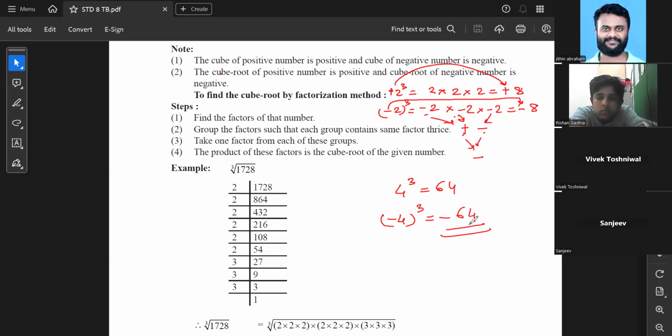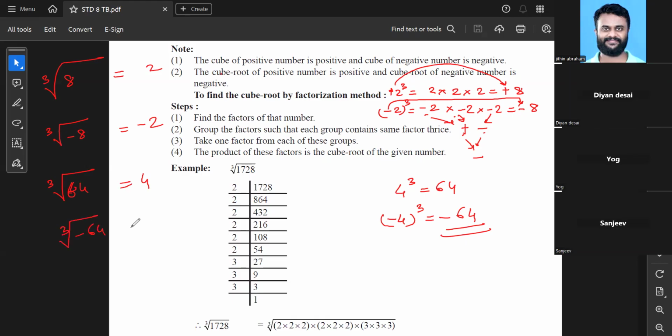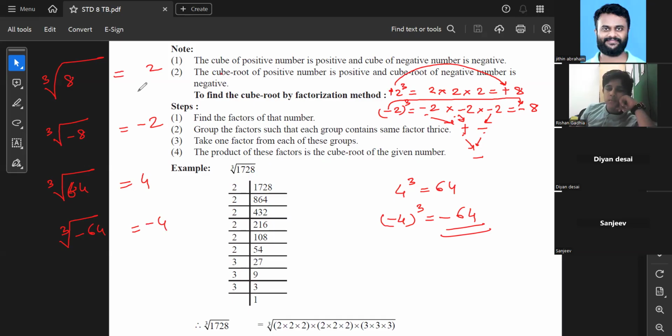So my point is, in case of cube root, logically speaking, अभी चलो इसी का उल्टा. Cube root of 8 is how much? 2. Cube root of 8 is 2. Very good. Cube root of minus 8 will be minus 2. Now, cube root of 64, 4. Now, cube root of minus 64. Minus 4. From this one logic is very clear.